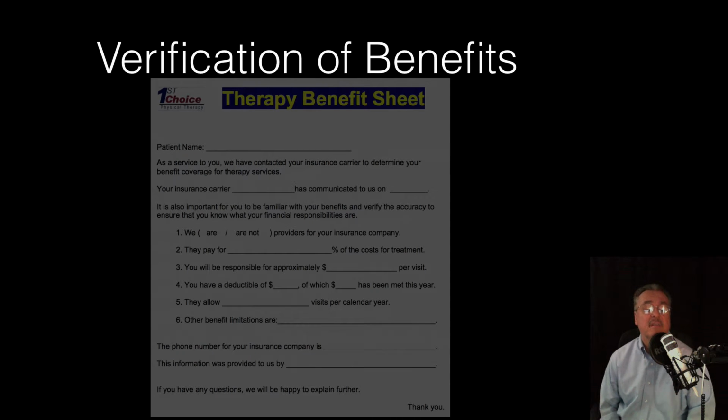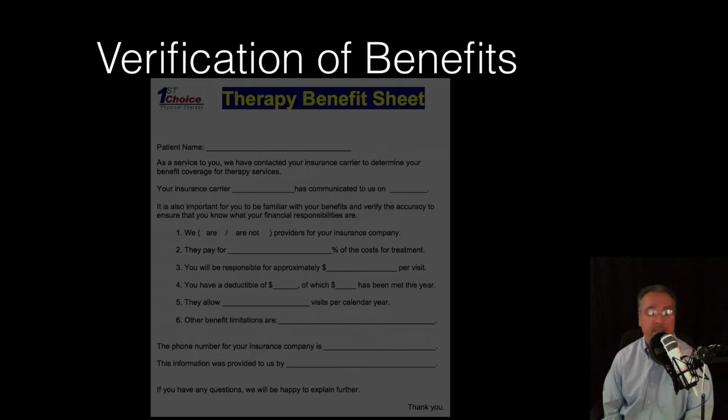Verification of benefits, the purpose of which we've talked about earlier, is to make sure that you understand the conditions to receive payment and how much that will be, and that the patient understands what their financial responsibility will be. This form that you see here is from one of my companies called First Choice Physical Therapy, and we call it the Therapy Benefit Sheet. On it, we put down the patient's name, Mr. Jones. As a service to you, we have contacted your insurance carrier to determine your benefit coverage for therapy services.